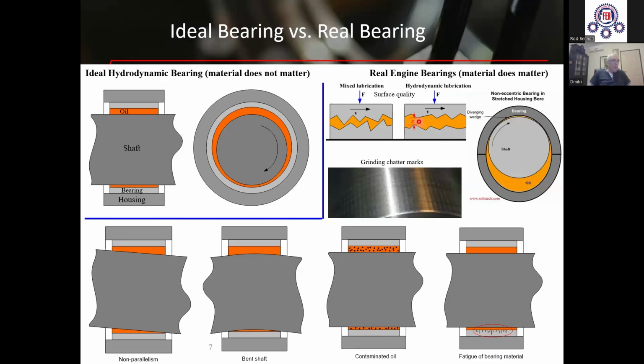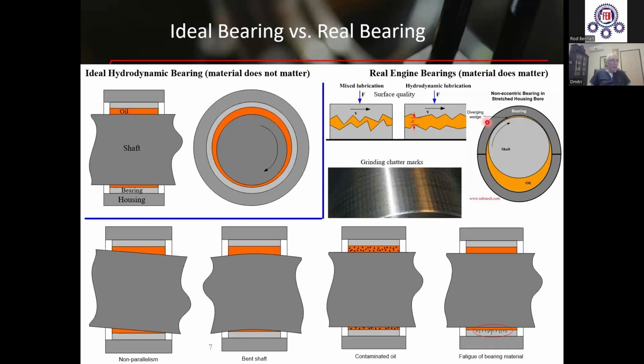Roughness of the shaft and the bearing may be thicker than the minimum oil film thickness, like here. And then in this case, hydrodynamic lubrication converts to mixed lubrication regime with some metal-to-metal contact.